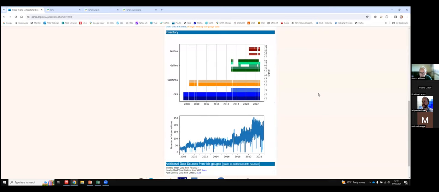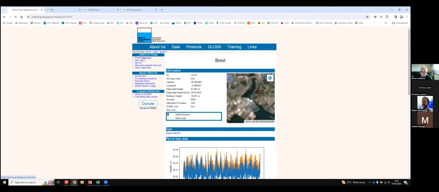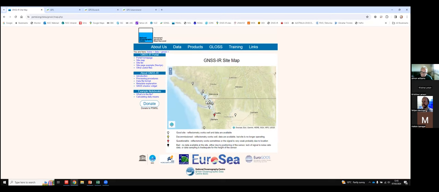And then we get a little bit of statistics on what signals and systems are actually used at that point, and the number of observations. So as Christine said, for SCO2, it started out with just GPS data, and then quickly added GLONASS and Galileo and BeiDou. In fact, let's go to SCO2 on here. There we are.